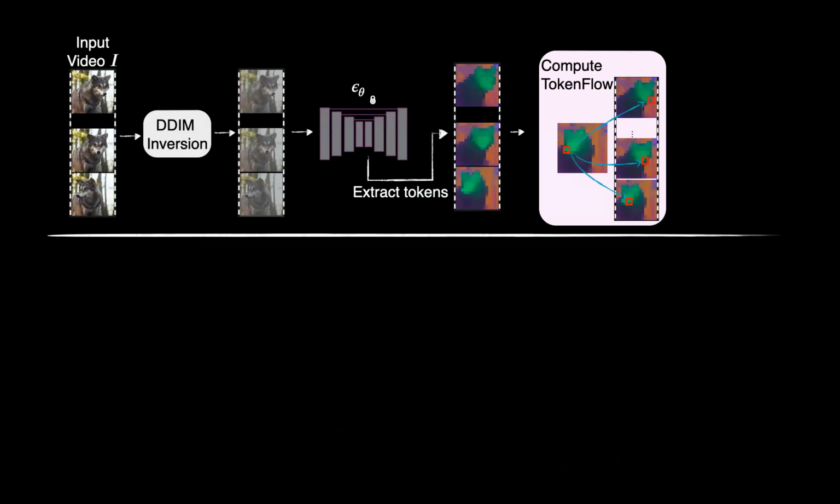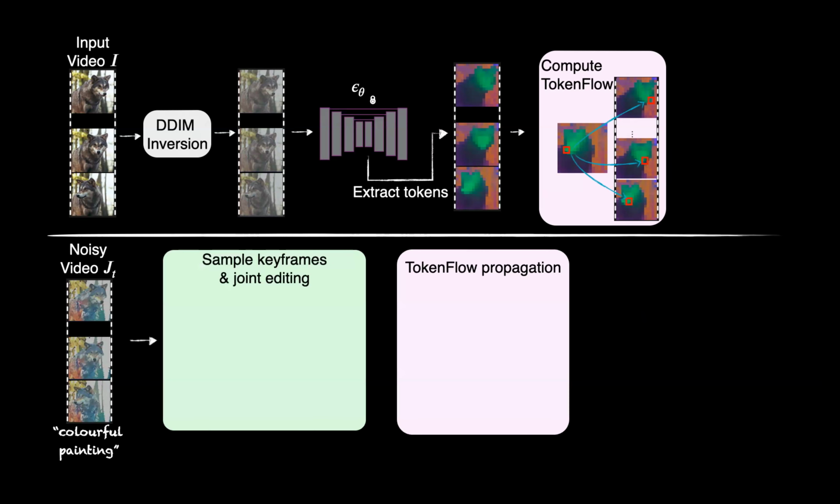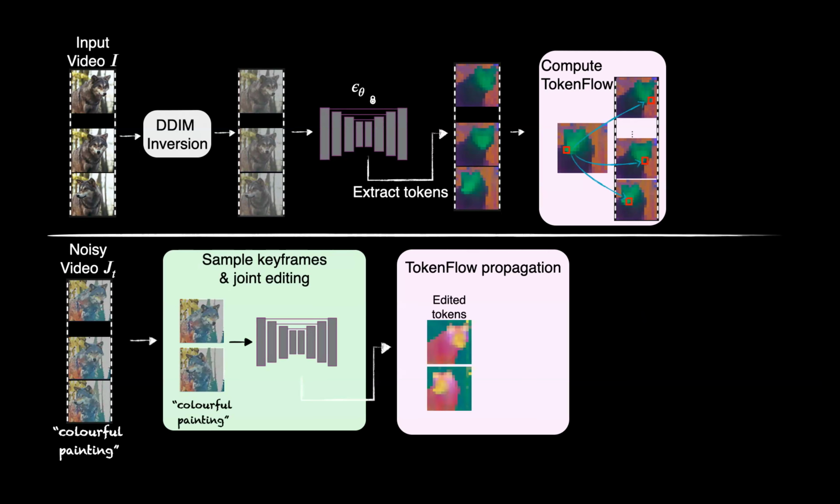And the way we've done this is using this framework. Again, I'll describe it at a high level. In the first step, we take our original video, we invert it into the model, we extract the tokens and compute the token flow. And then during the editing sampling process of the edited video, we iterate between two stages. In the first stage, we sample keyframes and jointly edit them using extended attention. And this gives a kind of global shared content among the keyframes. We extract the edited tokens and then propagate them to the rest of the frames using the original token flow that was computed from the original video. And we repeat this process.